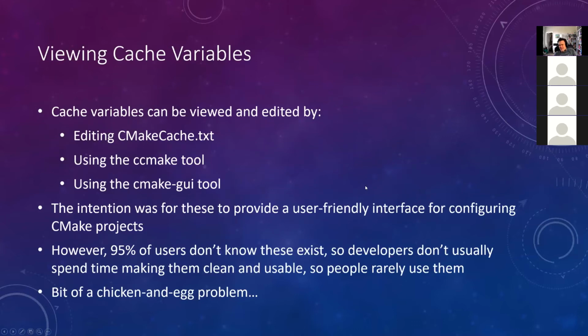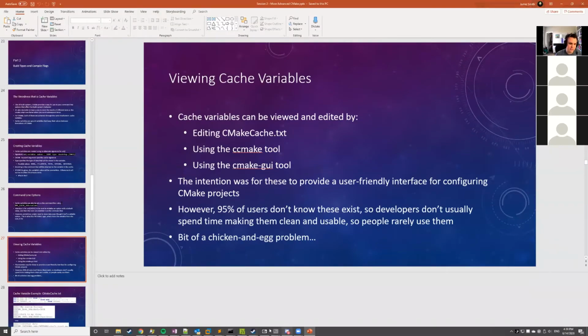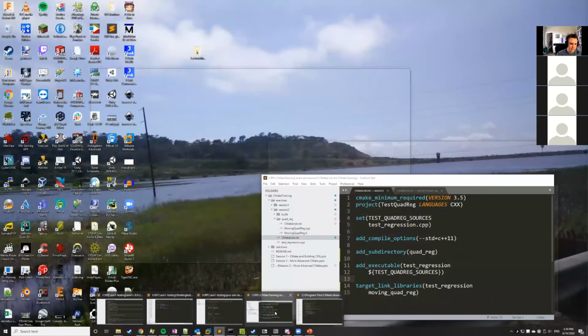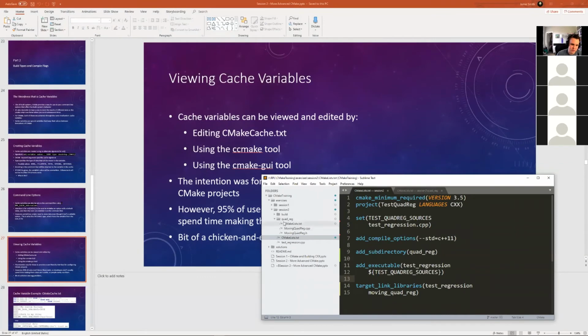However, the problem is that 95% of users don't know these tools exist, so the developers don't bother making the interface any good for a build system. So it always gets cluttered up with junk that users will never actually want to change in the CMake cache. And because it's cluttered up with junk, nobody ever actually uses these tools. It's a bit of a chicken and egg problem. I don't know if there's an easy solution other than developers putting some effort into cleaning up their CMake cache.